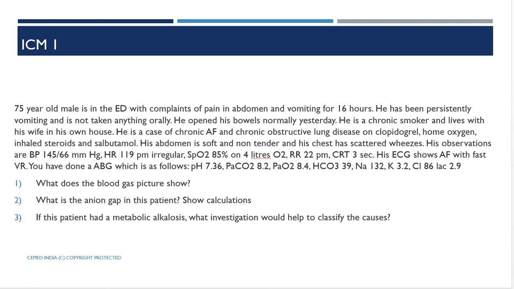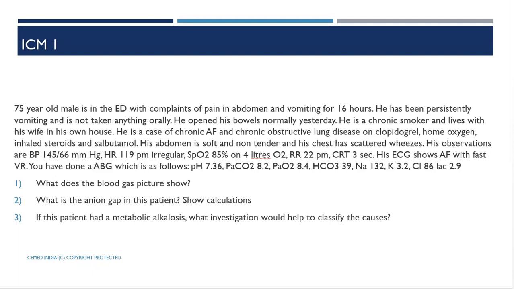Again, pause the video, 2 minutes. Okay, so what does the blood picture show? Here, if you notice the blood picture, the pH is normal. And this is an arterial blood gas. So we can look at the carbon dioxide. So the carbon dioxide is 8.2, which shows, let's say, respiratory acidosis. So I would say primary respiratory acidosis.